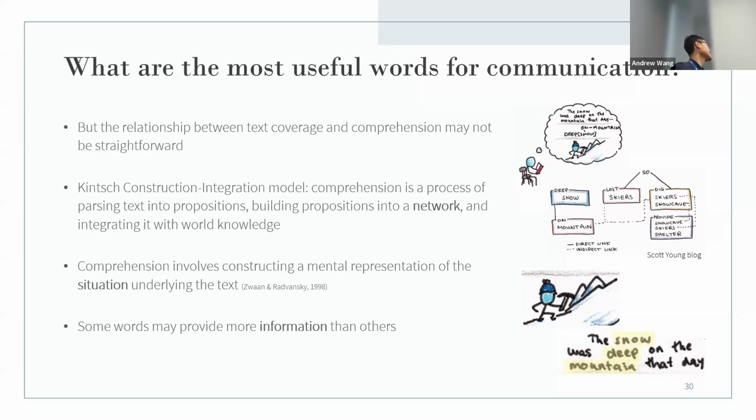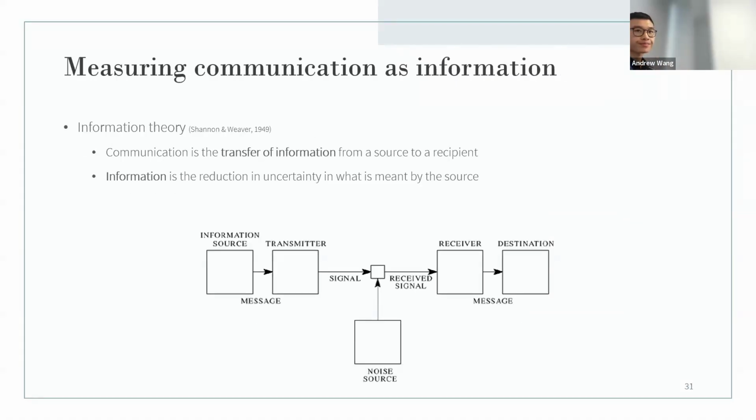And in particular, what I'm going to say is that some words may provide more information than others. Well, what do I mean by information? Well, information theory tells us that we can think about communication as the transfer of information from a source to a recipient. So during communication, a speaker is aiming to convey a certain idea or meaning to a listener, and the reduction in uncertainty in the listener about what the speaker means is what constitutes information. So we can measure communication as information.